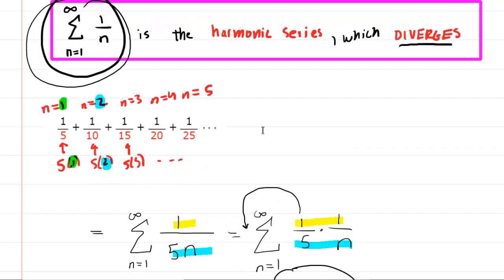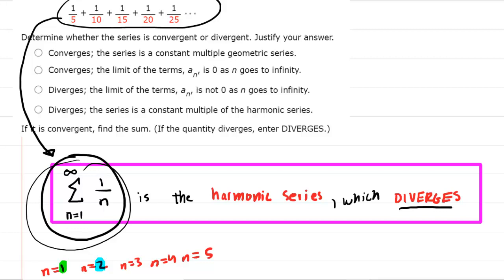So we'll go back up to the answer choices. And we can see by examining the last one right here that the series diverges because it was a constant multiple of the harmonic series. In this case, the constant multiple was 1/5. So there is the correct answer.